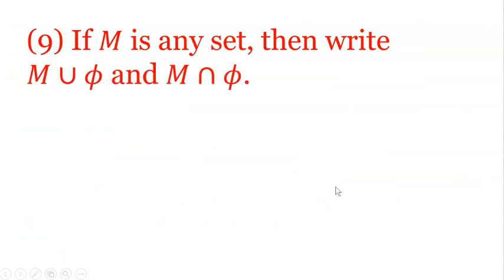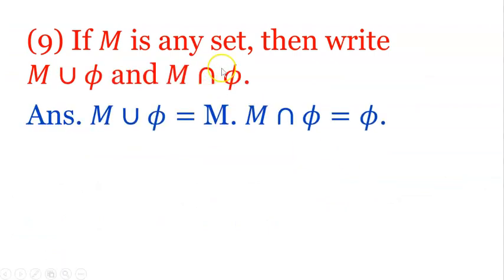Now the next example. If M is any set, then write M union phi. Phi is the empty set. Now one thing to remember here is that phi, the empty set, is in every set. Therefore M union phi is nothing but M. But M intersection phi is equal to phi. What is common between the two? M has phi, and phi is phi. Therefore M intersection phi is phi, but M union phi is equal to M.